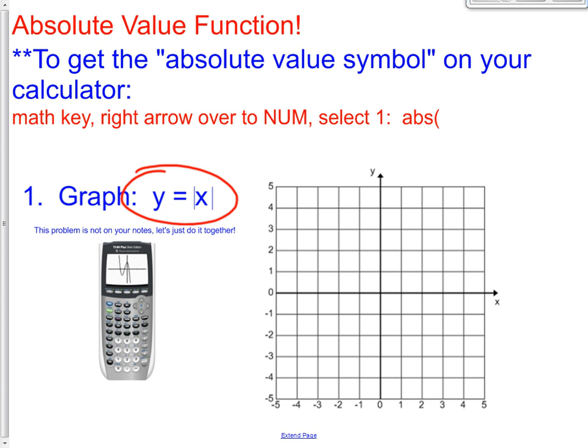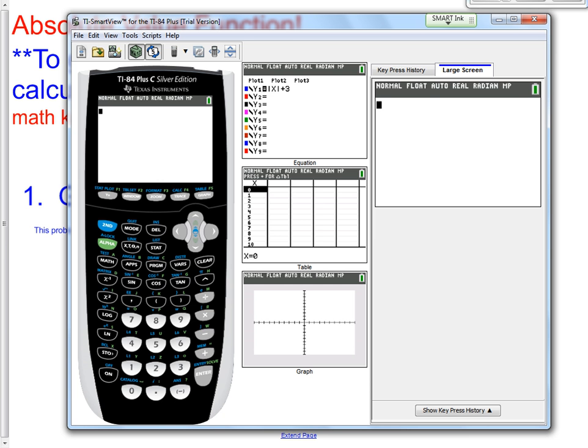So on our calculator, we want to graph the line y equals the absolute value of x. So our y equals button is the very top left-hand button. y equals the absolute value of x.